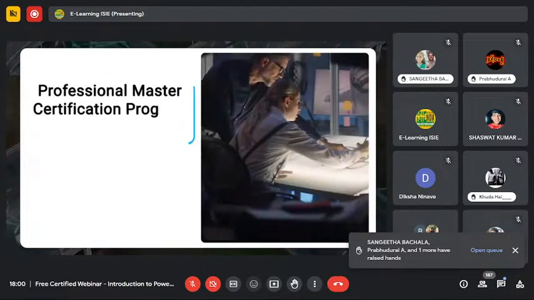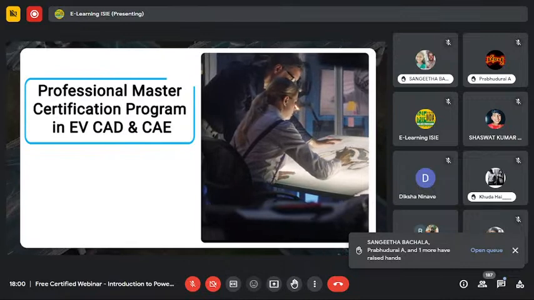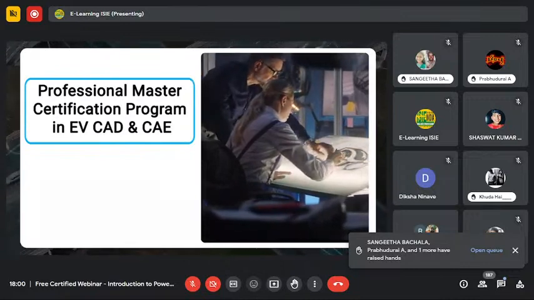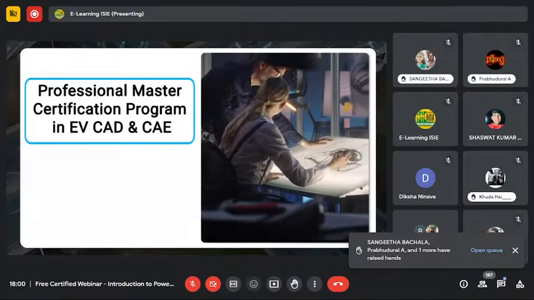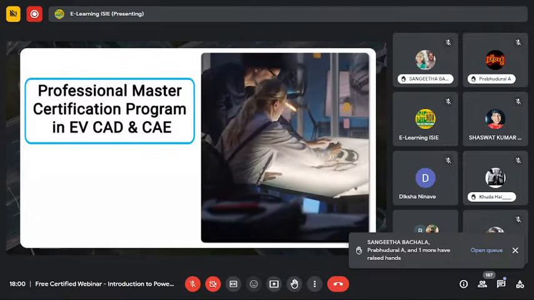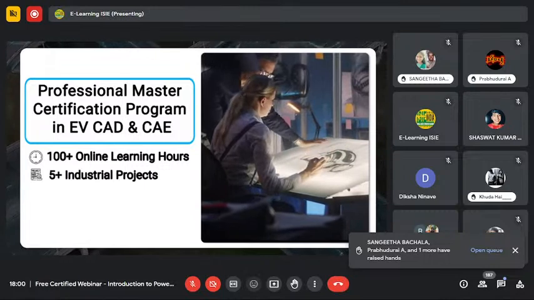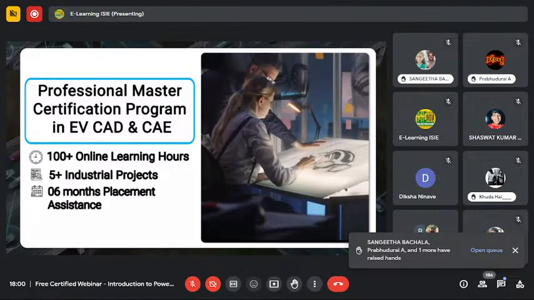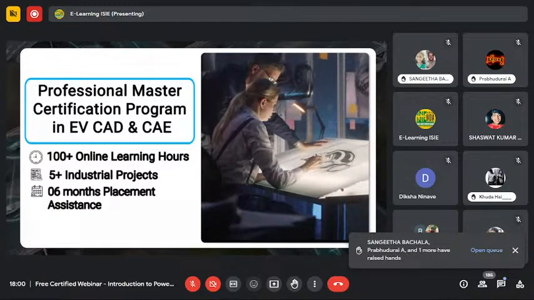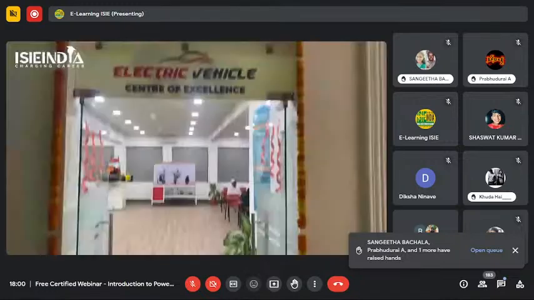Our professional master certification program in EV, CAD and CAE is specially designed for the undergraduate students to pave their career path by providing industry relevant skills with 100 plus online learning hours, 5 plus hours of industrial projects. It is a 6-month placement assistance course with globally valid certification from NSDC Government of India.